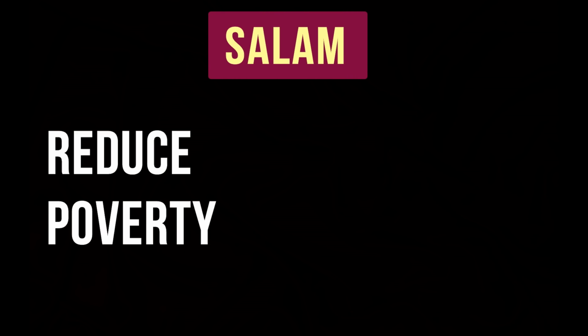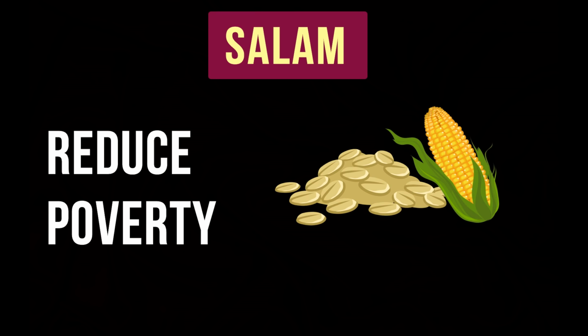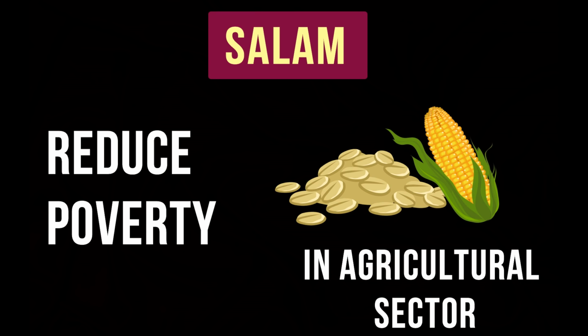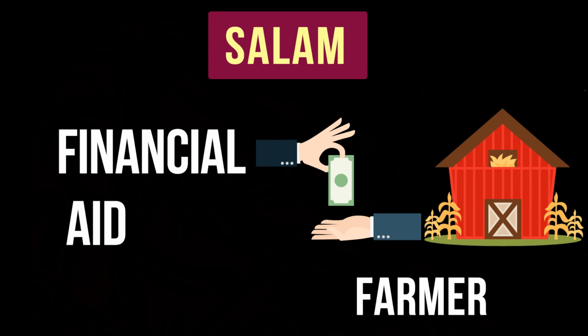Lastly, in Salam contract, it helps in reducing poverty in the agricultural sector by allowing the farmers and banks to make contracts of the crops and to get financial aid in appropriate time.